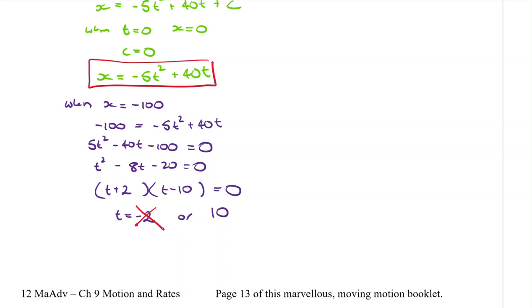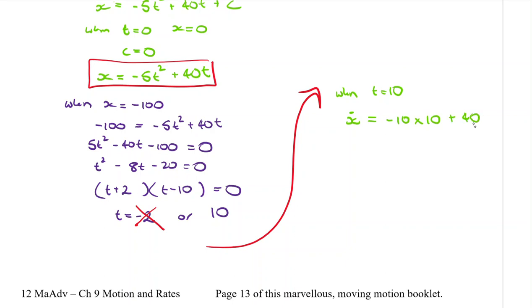All right, so sub in when t equals 10 into our velocity equation, which was minus 10 times t is 10, plus 40, and our velocity when it hits the ground is negative 60 meters per second. The negative makes sense because it's going down into the ground. So that's the direction. The 60 meters per second is how fast it's going.